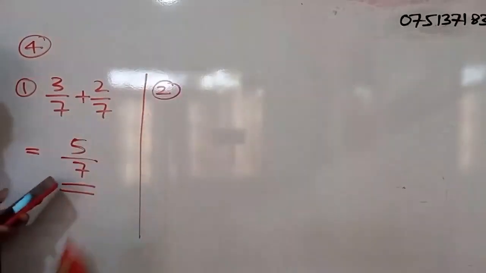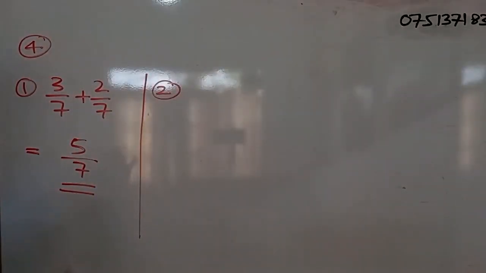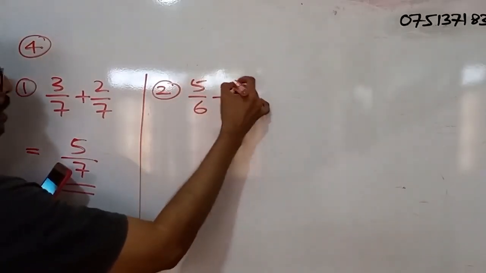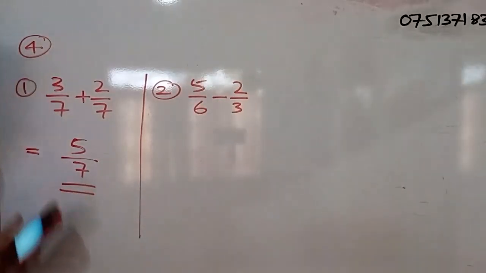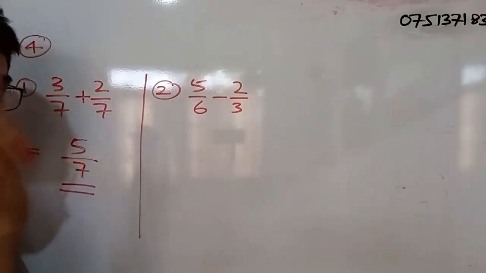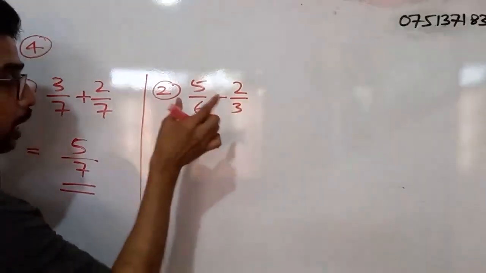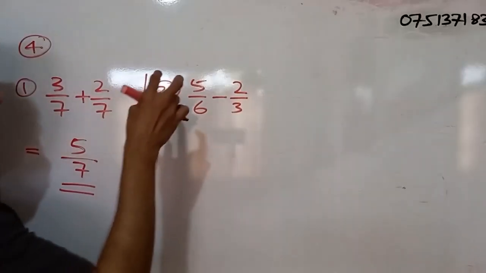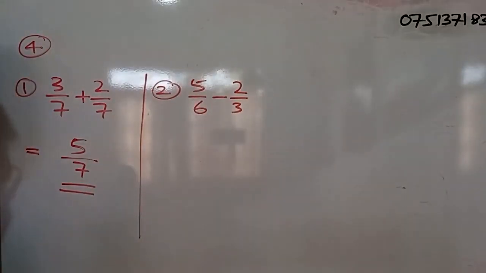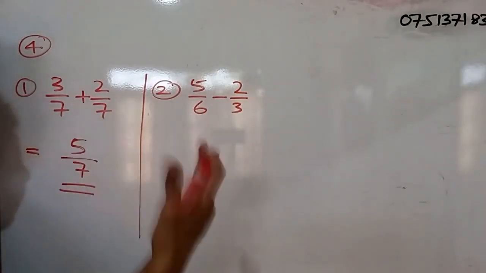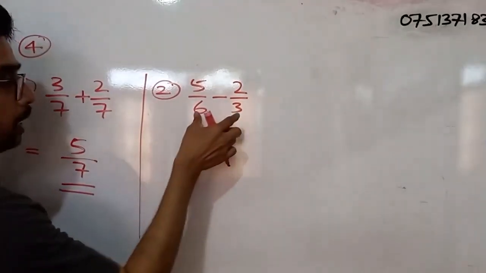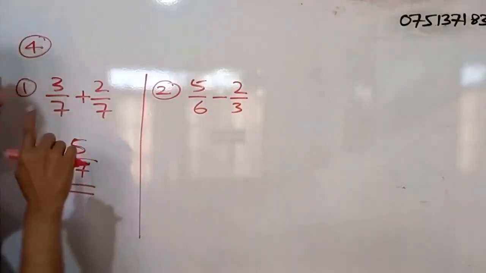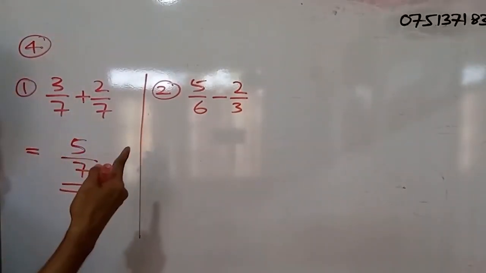Right. Part 2. We have 5 by 6 minus 2 by 3. So here we have to do a subtraction, but the denominators of the given two fractions are different. So we have to come up with the what? Common denominator or least common denominator. So when we compare the denominators, what is the least common denominator of 3 and 6? 6. Okay.